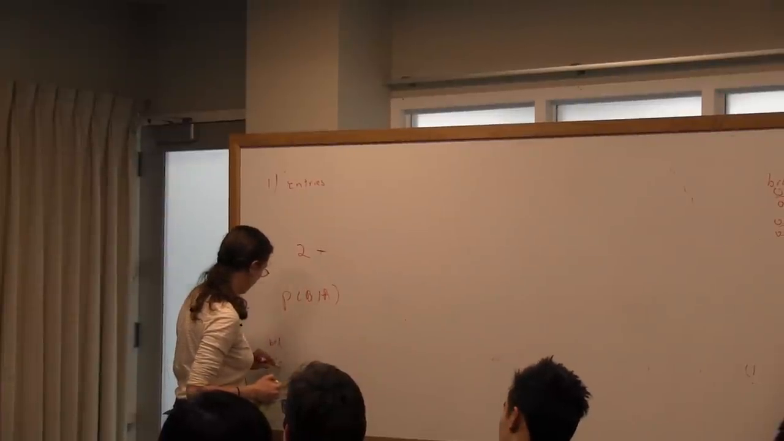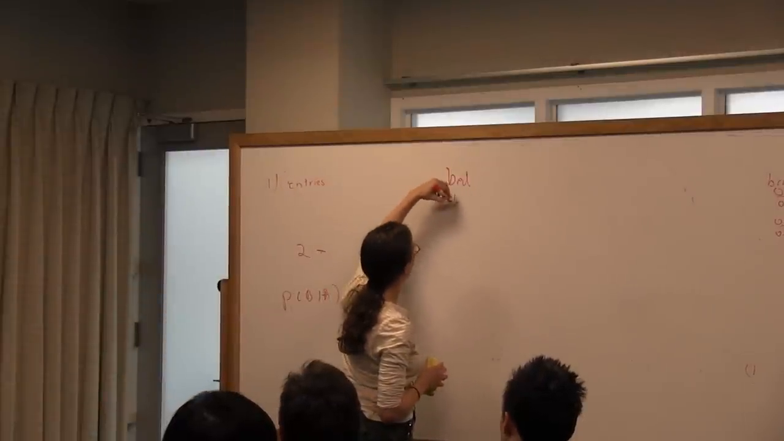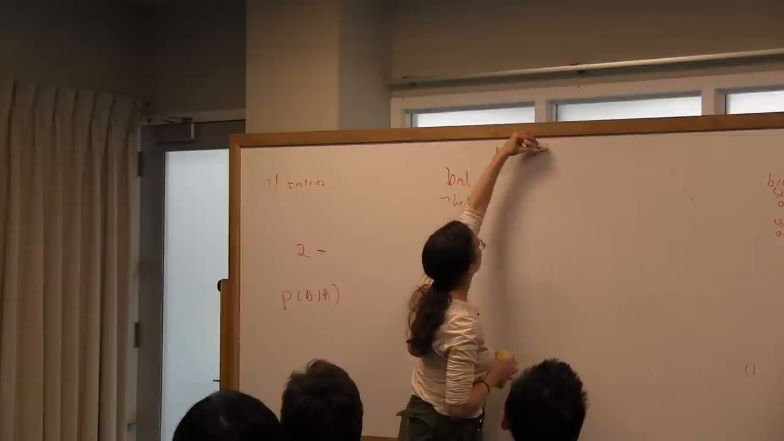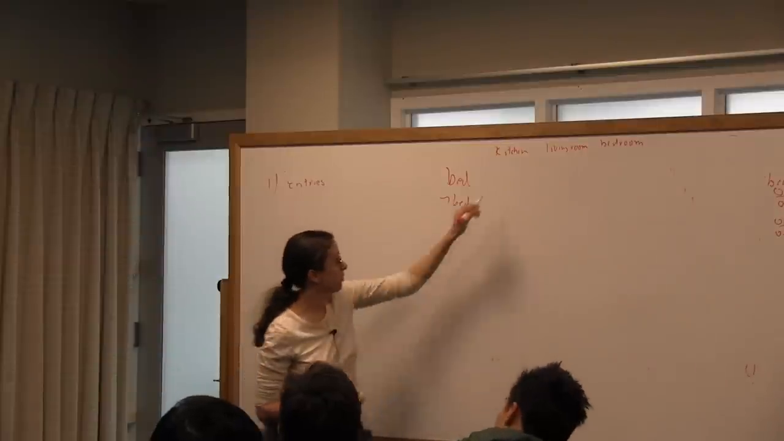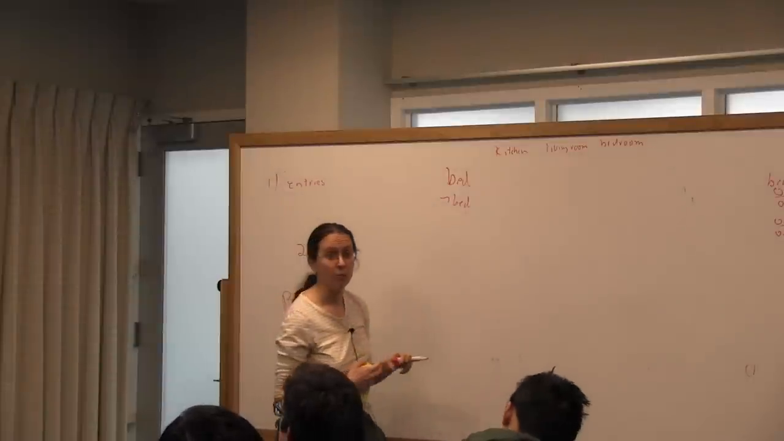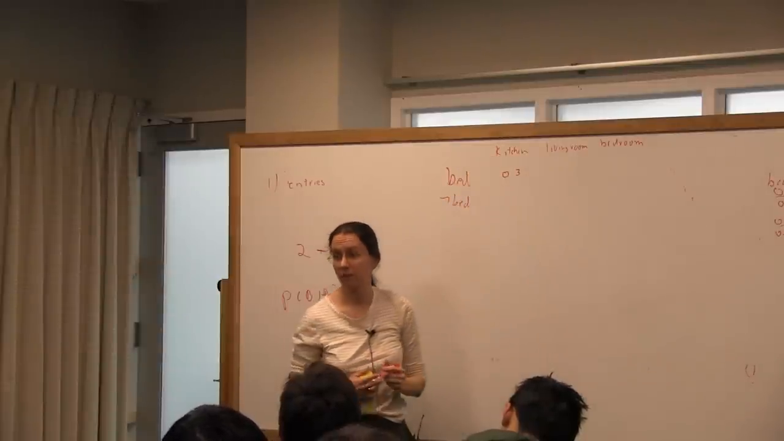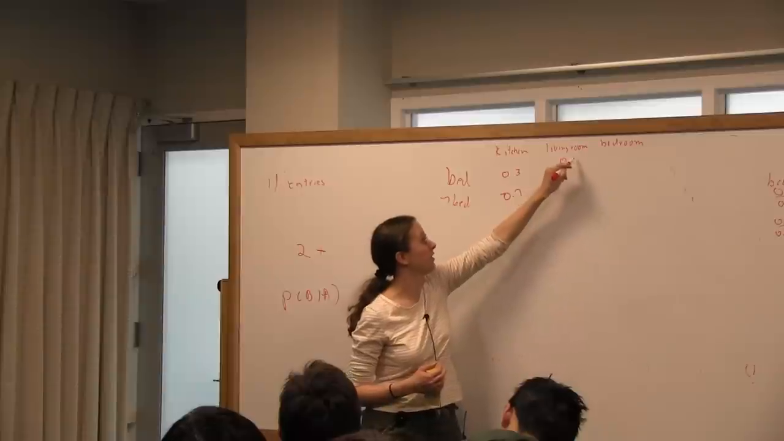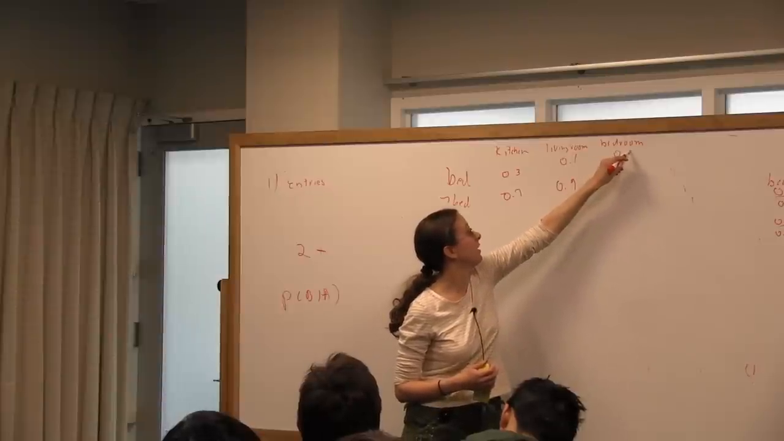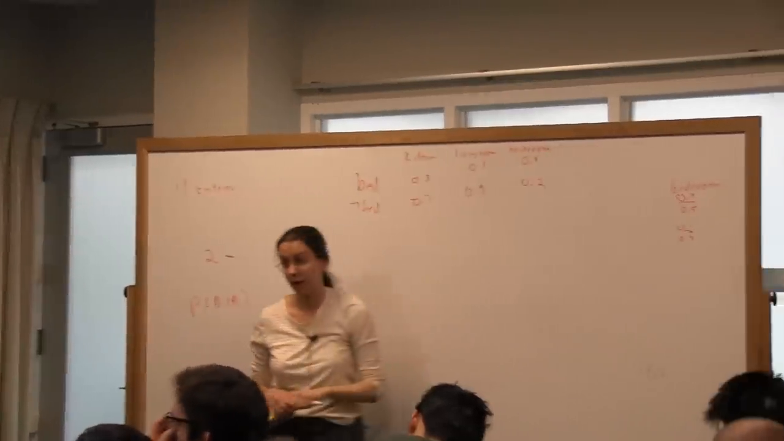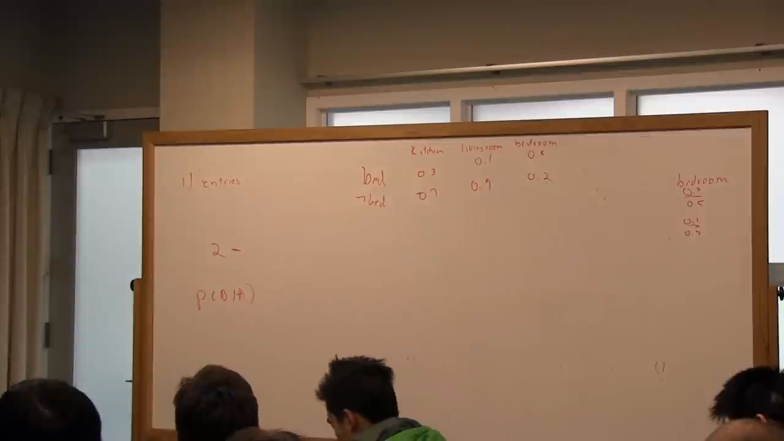So bed, not bed, kitchen, living room, bedroom. So there's six numbers that I could write down. But for each one of these columns, once I write down 0.3 here, what does this one have to be? Yeah, 0.7. And if I write down 0.1 here, what does this one have to be? 0.9. If I write down 0.8 here, what does this one have to be? 0.2. Okay, so I get to pick three numbers to be whatever I want, and then the other ones are picked for me to make it sum to one, because it's conditional.